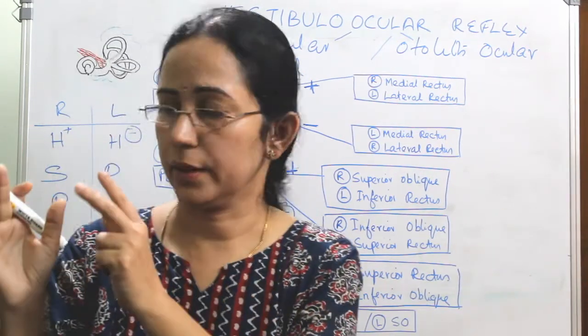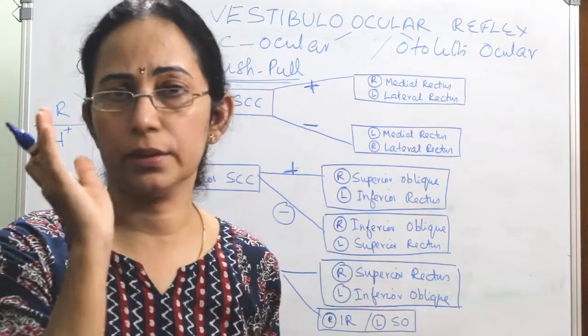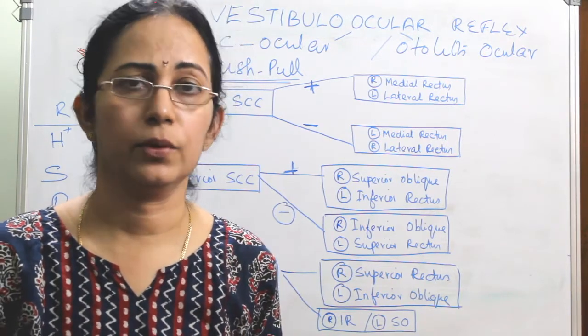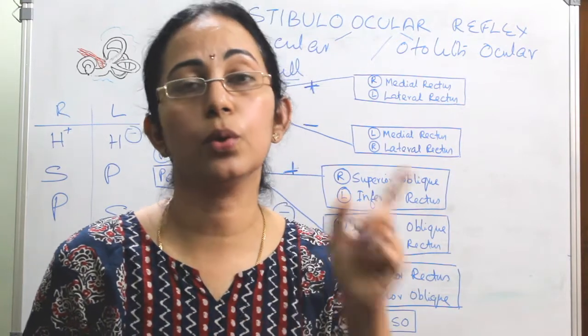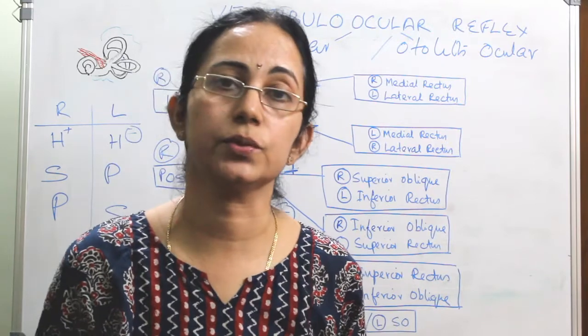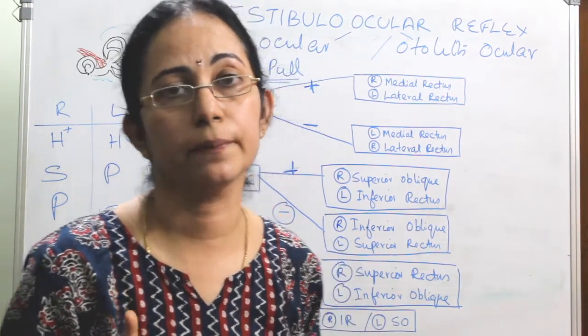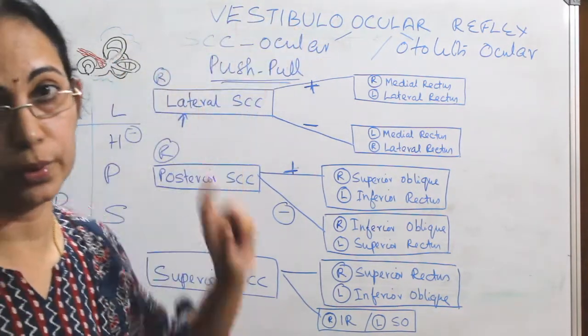So when the head is moved towards the right side, there will be deviation of the movement of the eyeball towards the left side. Okay. So what happened? There will be a slow component of nystagmus towards the left side when your head is turned towards the right side. Slow component will be towards the left side. Okay. So that is the semicircular canal ocular reflex.